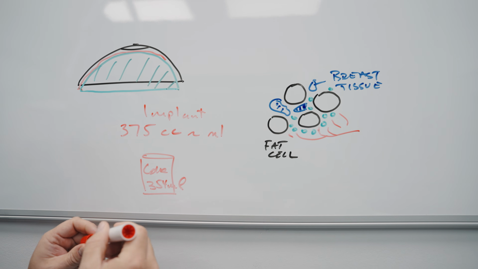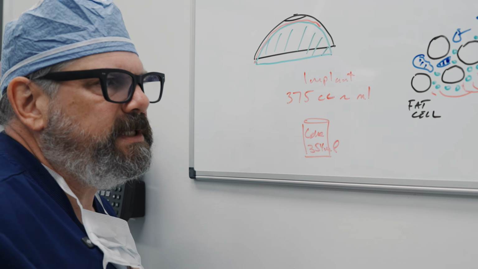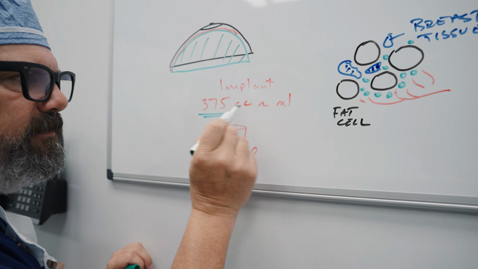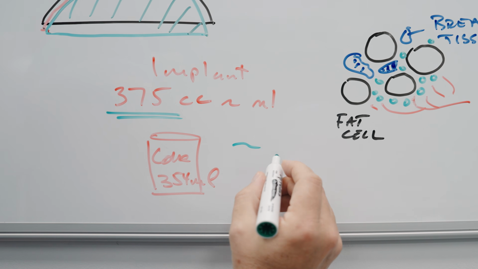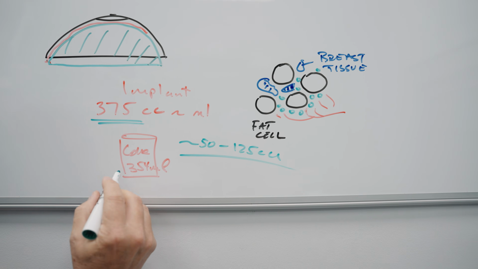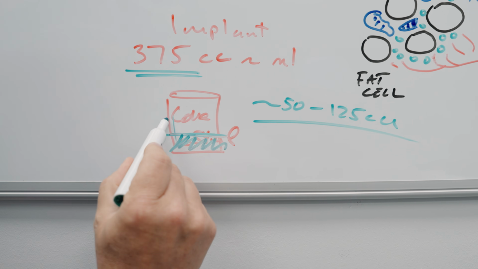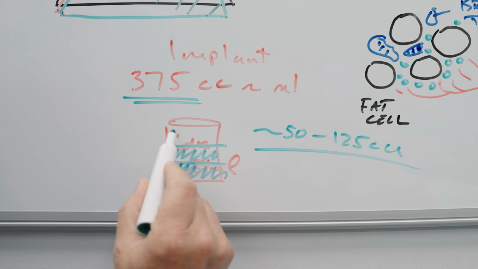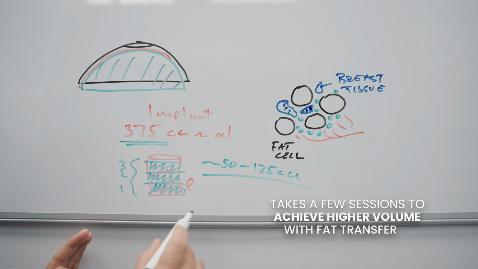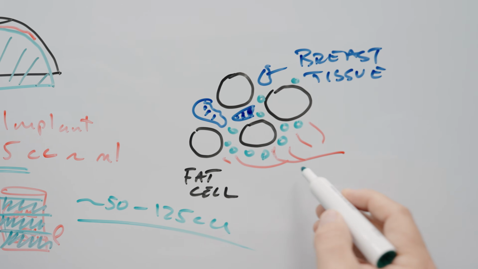But when we look at how much of this fat that we can put in here and how much fat we're usually transferring, that's much different. So we're not transferring an average of 375 cc's. We're only transferring maybe 50 to 125 cc's of fat. So if we look at this can of Coke, we're talking about something like that. So we can fill up the can of Coke with fat, but it just takes a few sessions to be able to do that, because the fat has to go in, it has to then survive, and it survives by getting a blood supply.